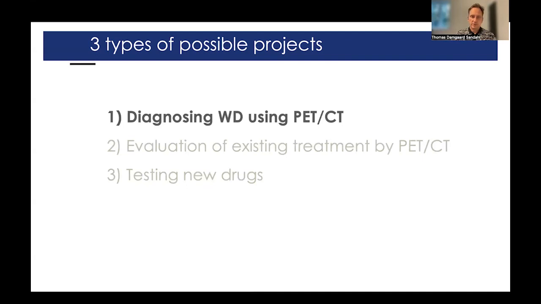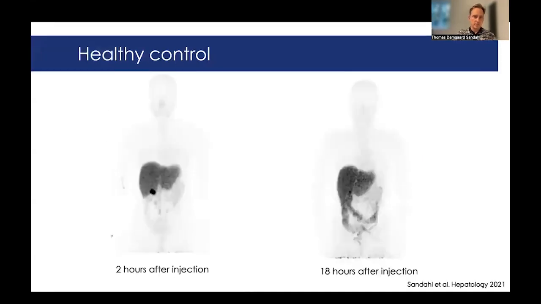So first of all, diagnosing Wilson disease using PET. So this is a pure PET signal of a healthy volunteer. You can see 2 hours after an IV injection of copper, most of the copper has gone to the liver. We can see also a very nice little black spot here indicating exactly where the gallbladder is. And that, of course, is a proof of biliary excretion.